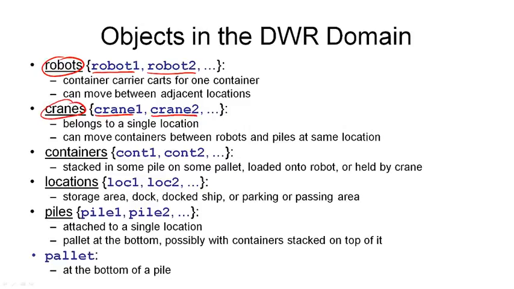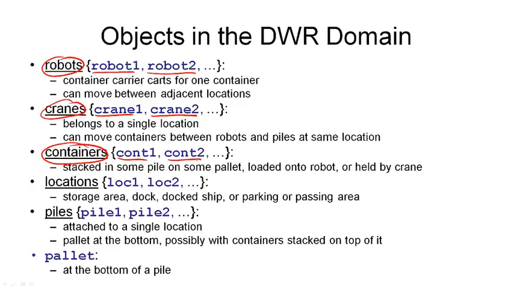Cranes can be used to stack or unstack containers from a pile, or load or unload containers onto a robot. As opposed to robots, cranes have a fixed location, so they cannot move. And then we have, of course, containers. Containers are denoted by these symbols here. These can be arbitrary symbols, of course. And they are the things we are moving around in our domain.